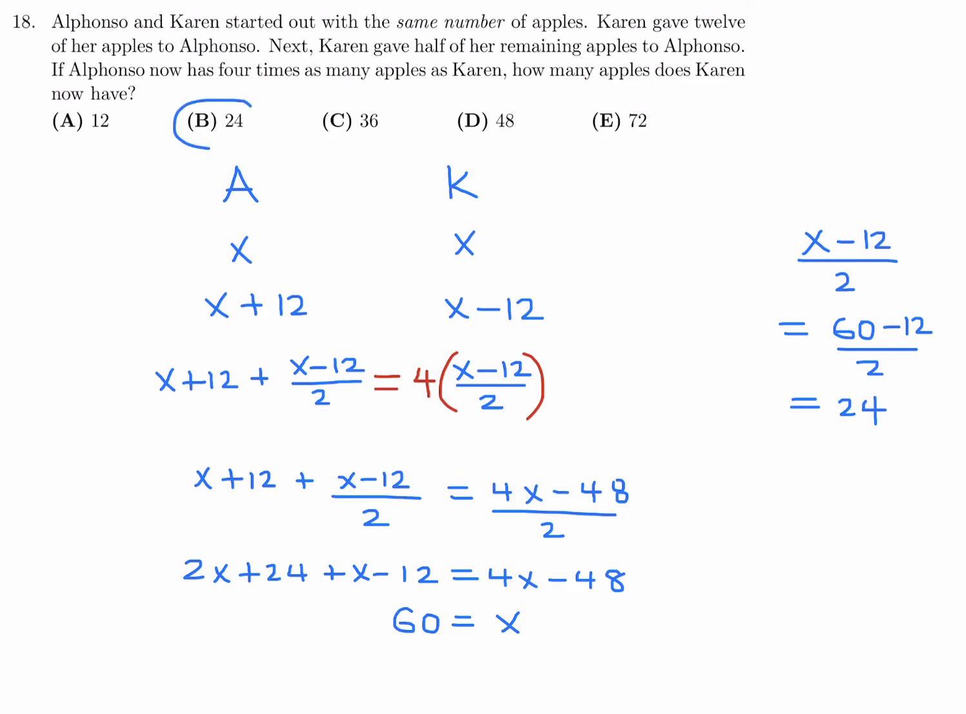B for number 18, and just to be on the safe side, it takes maybe less than 30 seconds. We can just verify, does this work? x minus 12 is 48, x plus 12 is 72. And then when she gave half of it over, it became 72 plus 24. She was left with 24. This is 96, and 96 is indeed 4 times 24. So that works.